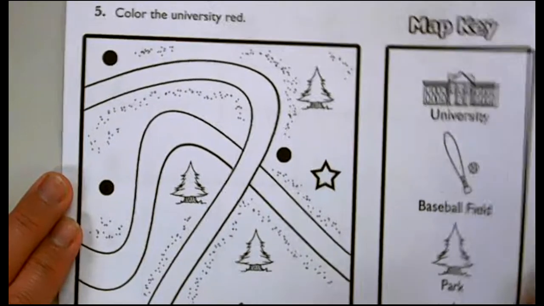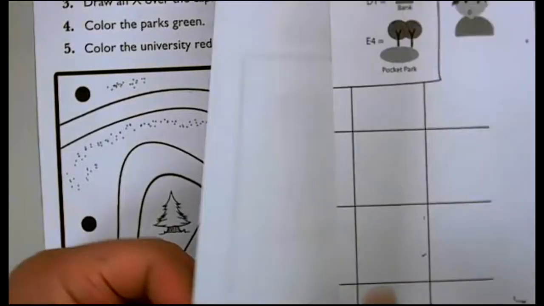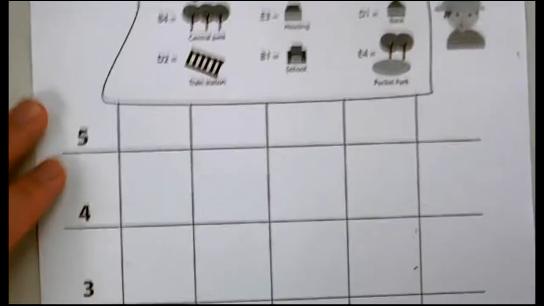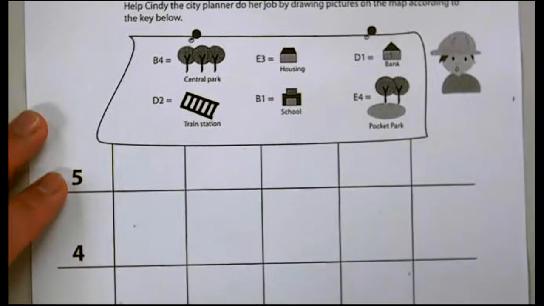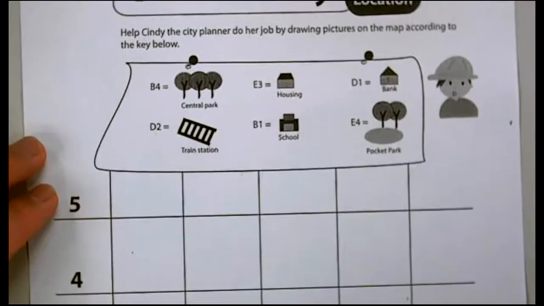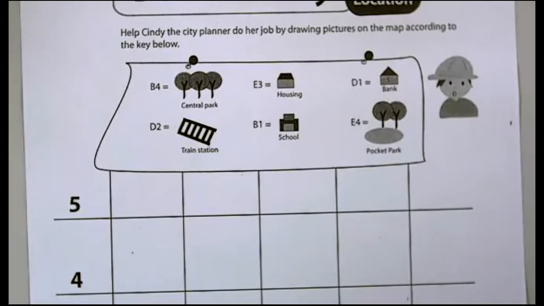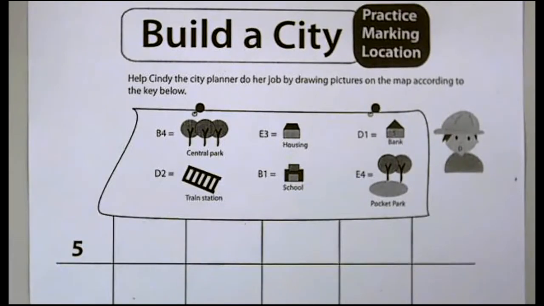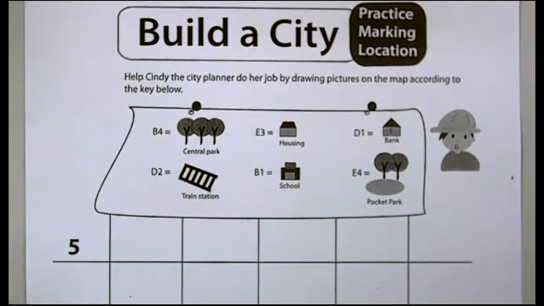Now your teacher might have given you this worksheet, or your teacher might have put it as a material in your Google Classroom. But this is a little practice sheet to help you locate map keys, or the symbols in the map key, and also how to draw on a map. Let's see what it says. It's called Build a City. This is to help Cindy, the city planner, do her job by drawing pictures on a map according to the key below. So first let's look at our key.